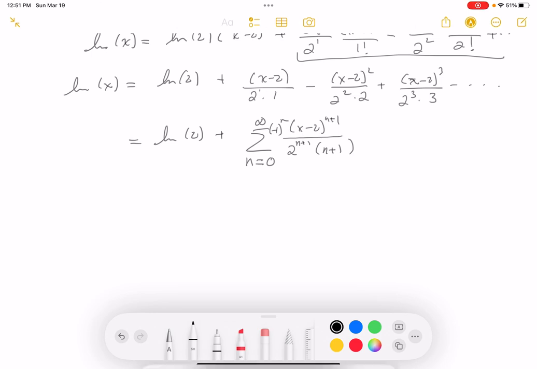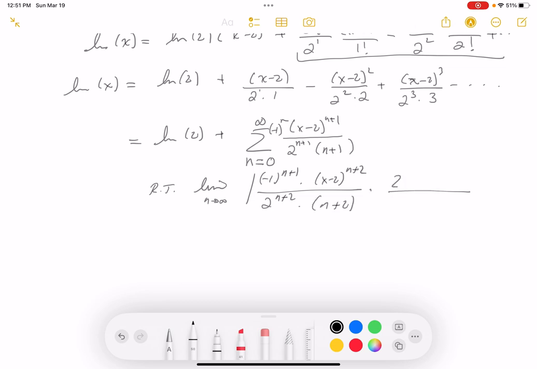And looking at it, I'm going to do the ratio test. Limit as n goes to infinity. Whoops, that doesn't look right either, does it? I erased it all together. Limit n goes to infinity, (-1)^(n+1) (x-2)^(n+2) over 2^(n+2) (n+2), times 2^(n+1) (n+1) over (-1)^n (x-2)^(n+1).